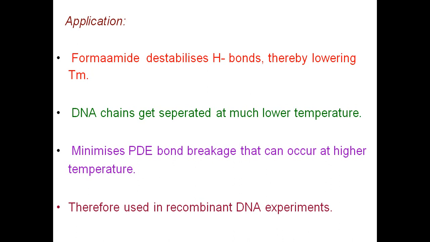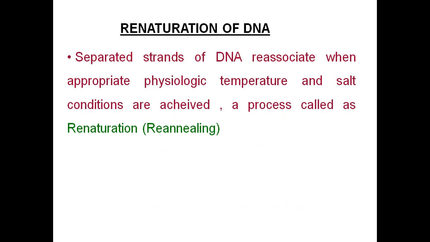So therefore, this formamide compound is used in recombinant DNA experiments where we wanted to separate the double stranded DNA for our experimental purpose. So that is about denaturation.